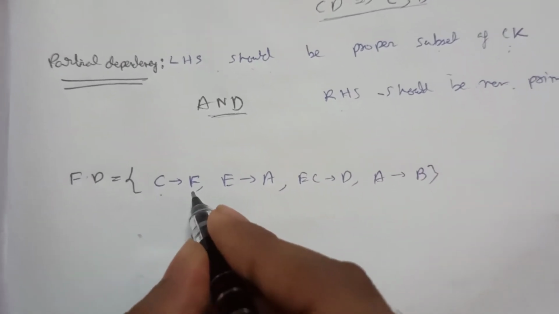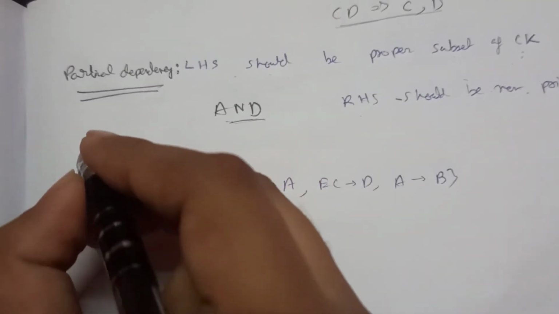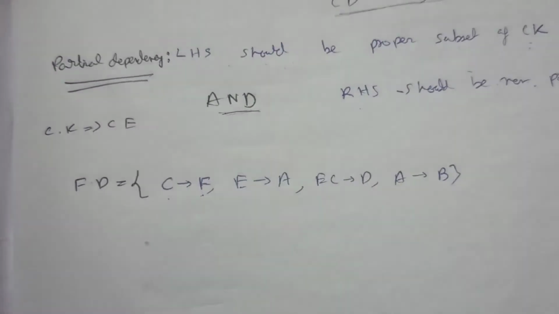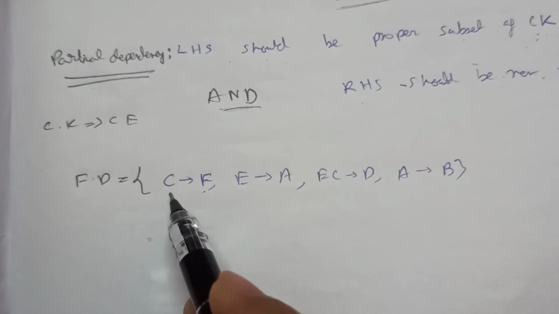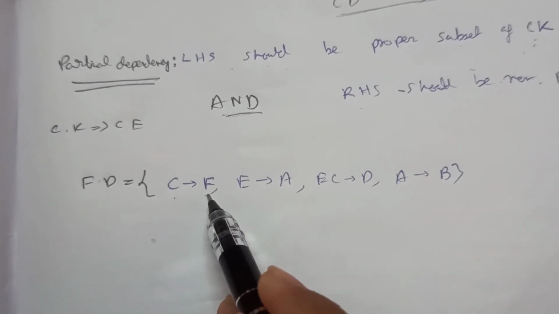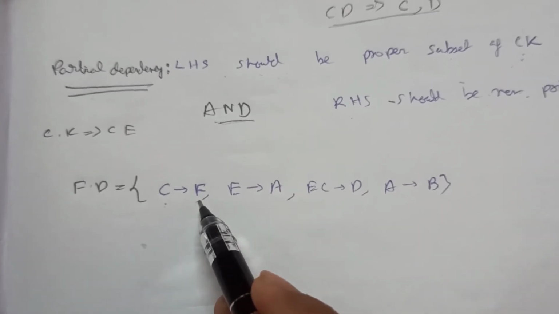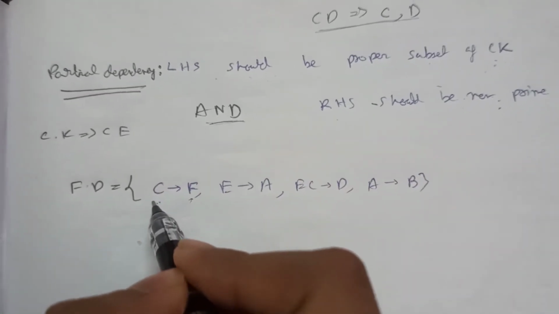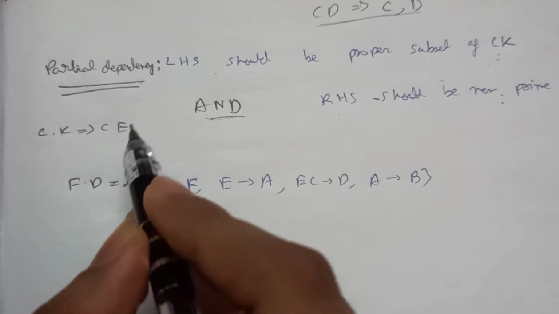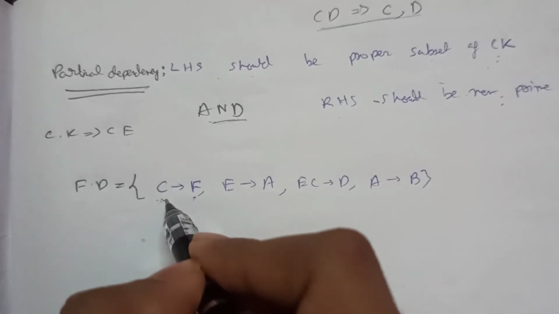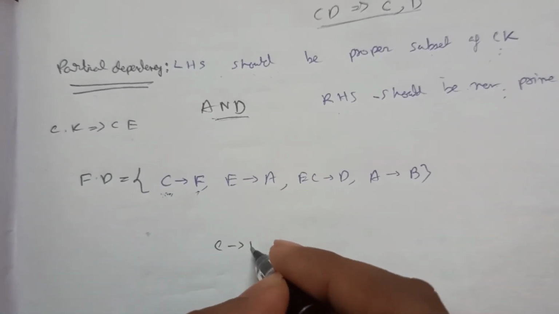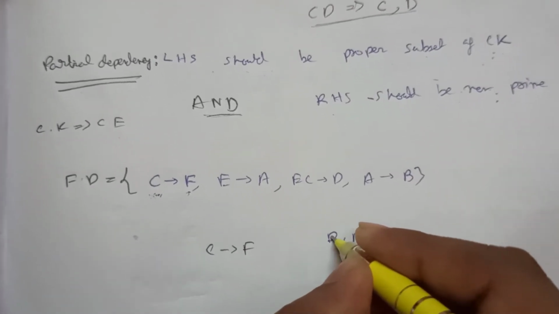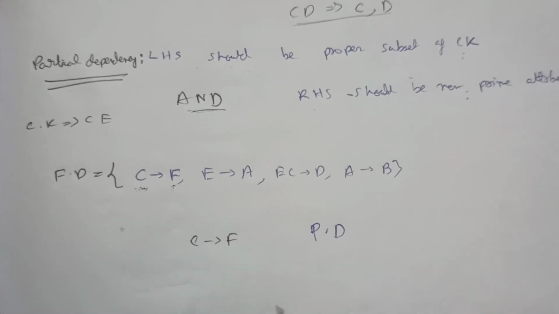So C determines F. What was our candidate key here? Let's see. Our candidate key was CE. So the right side of the functional dependency is what? It is a non-prime attribute. So this is true. And the left side is what? It is a proper subset of the candidate key. So this is also true. So then C to F is a partial dependency. Okay. Let's check for the others also.